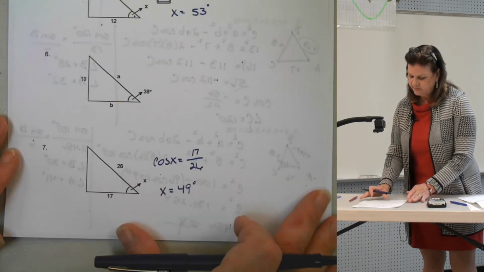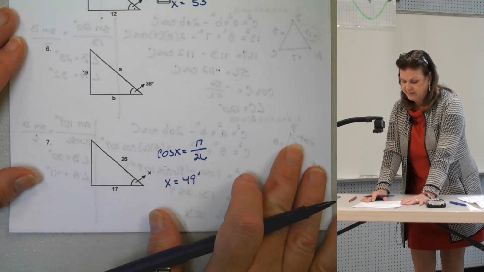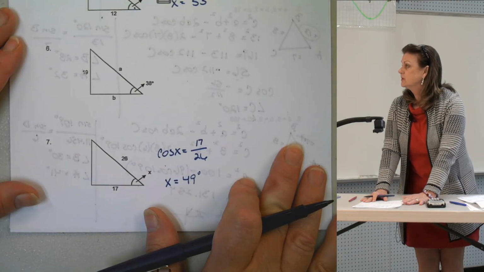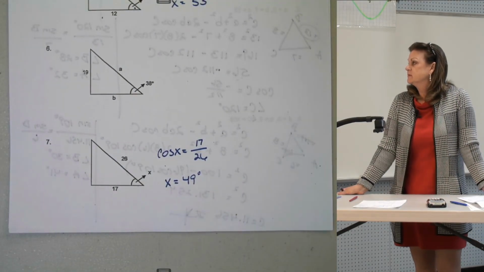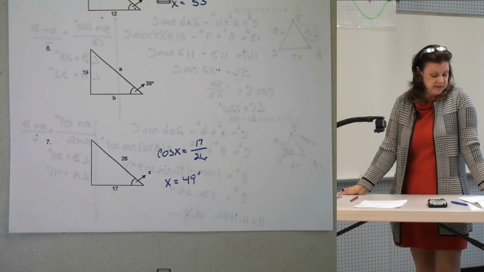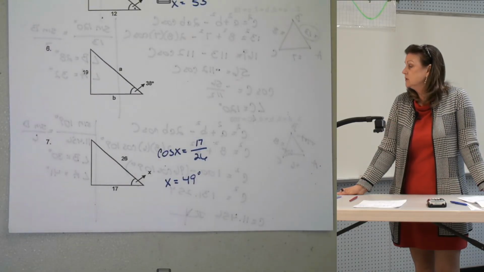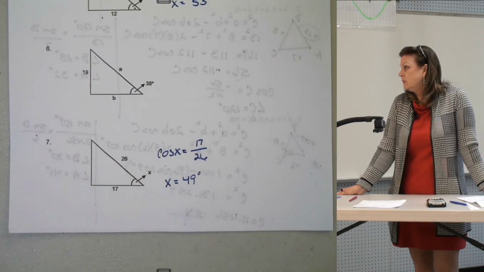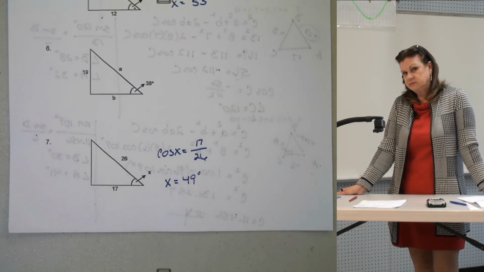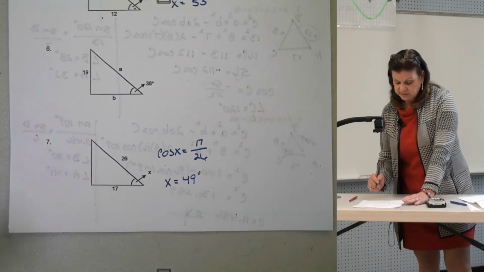And the final problem of today, we're looking for side A and side B now on triangle 6. So you really have two choices you can take here. We know our angle measure, and we've got an opposite. So opposite over hypotenuse or opposite over adjacent. It really doesn't make any difference. So let's just look at both of them.